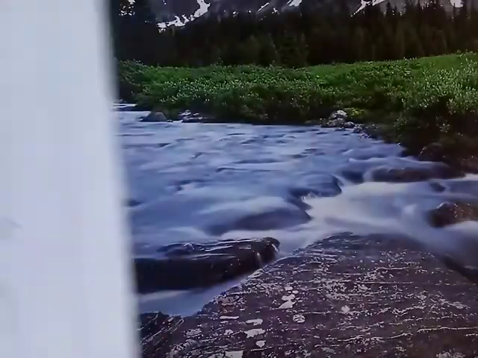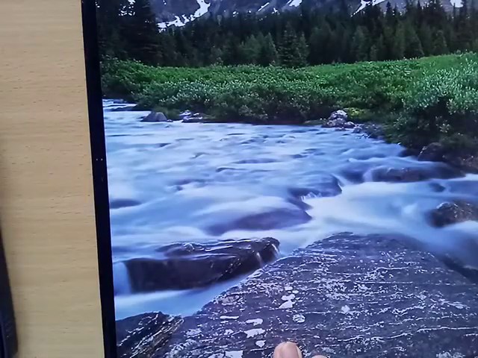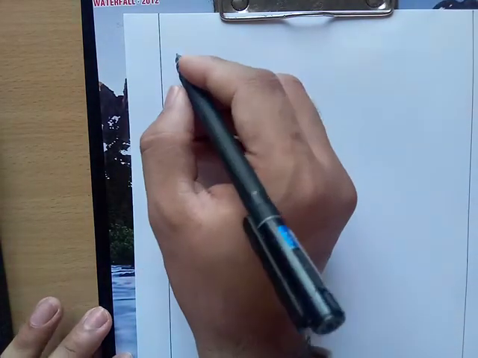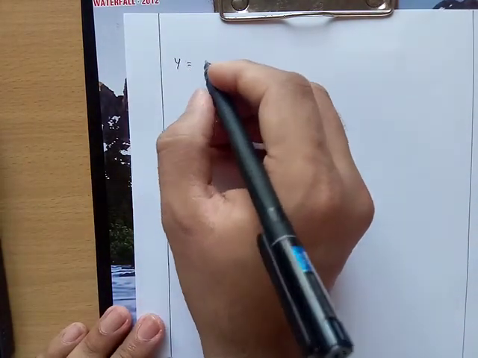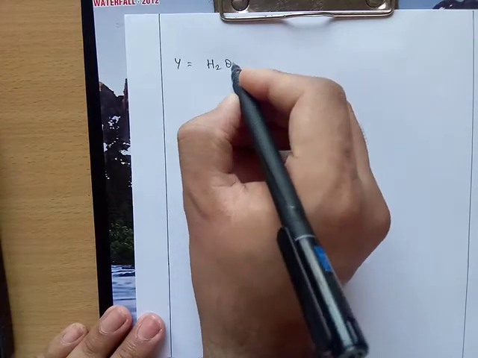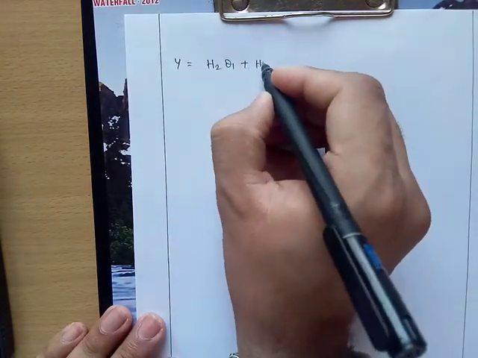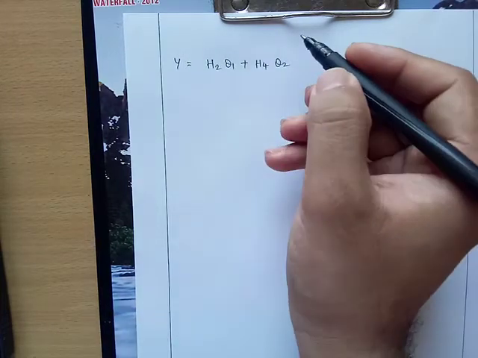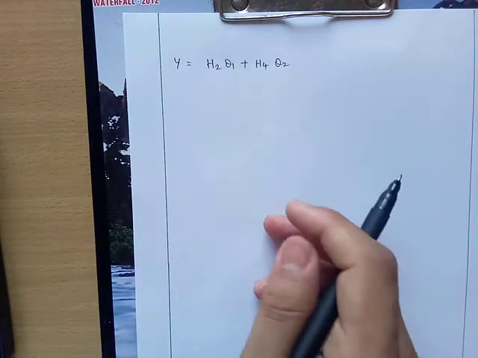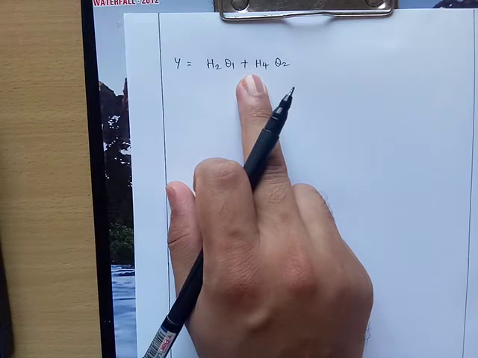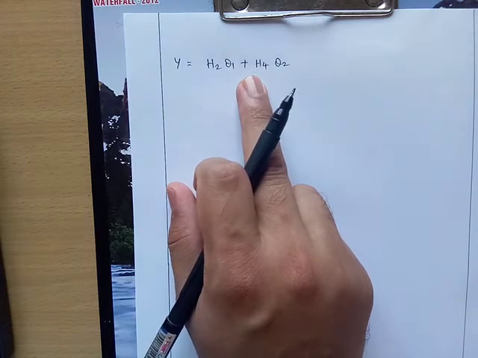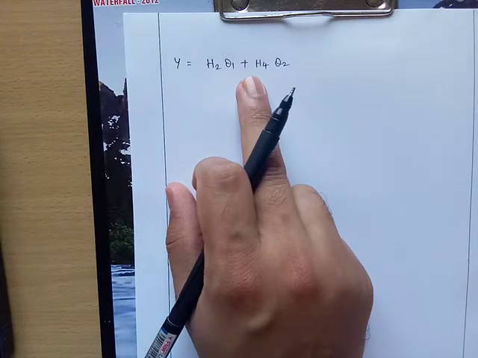So the last step would be calculating maximum deflection. If you want to calculate maximum deflection, we know that y is equal to h2 into theta 1 plus h4 into theta 2. Right, so how I have got this, I have already shown you. Now I need to substitute the values of H2 and H4.